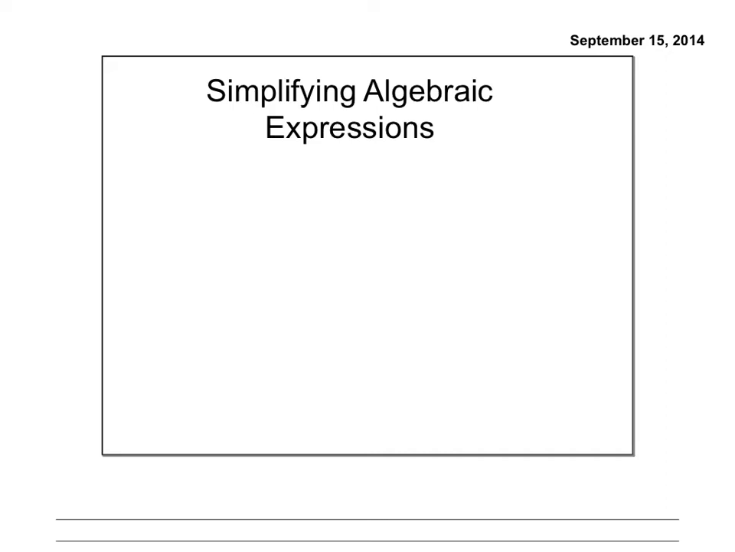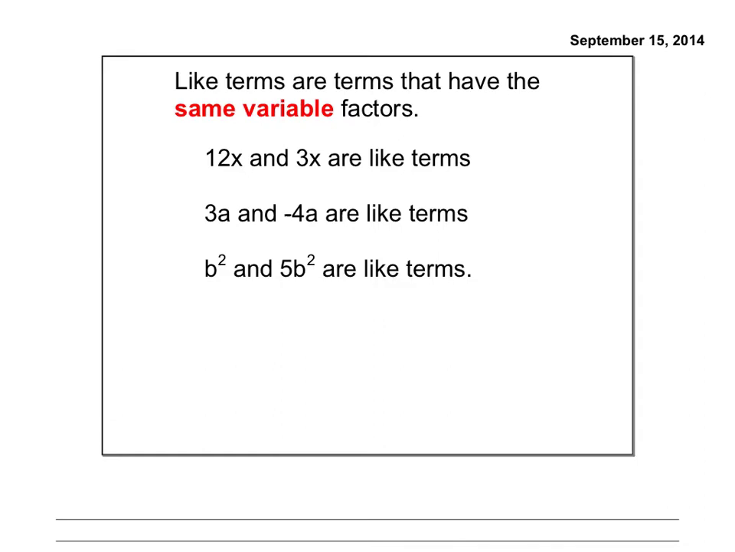Okay, simplifying algebraic expressions. Like terms are terms that have the same variable factors. Remember, a variable is a letter or a symbol that represents a number. So when we say that they have the same variable factors, we're referring to the letter, not the number, okay?